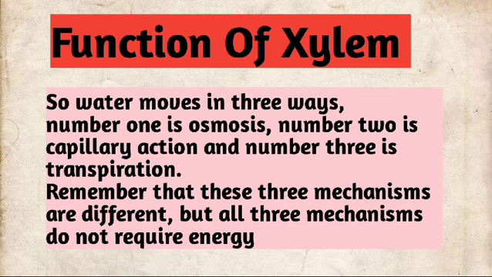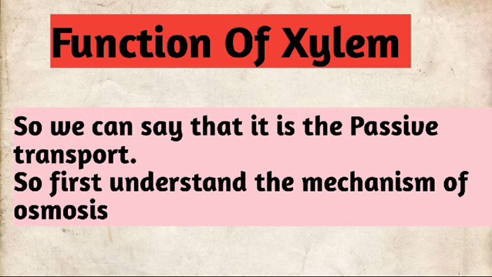So water moves in three ways. Number 1 is osmosis. Number 2 is capillary action. Number 3 is transpiration. Remember that these three mechanisms are different, but all three mechanisms do not require energy. So we can say that it is the passive transport. So first, understand the mechanism of osmosis.